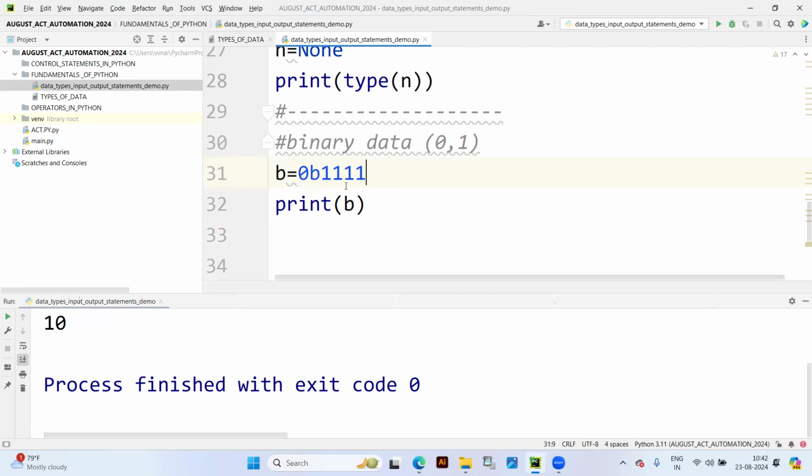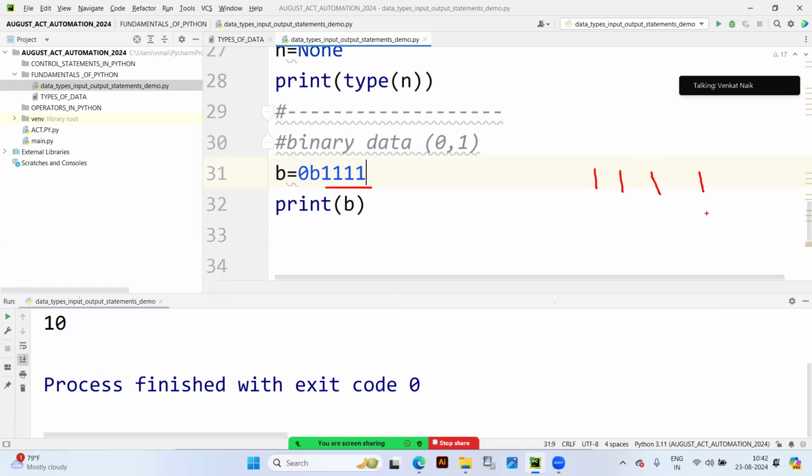Okay. If you don't know, this is binary data, right? 1 1 1 1. 2 power 0, 2 power 1, 2 power 2, 2 power 3, which is 8 4 2 1. So now 8 plus 4 plus 2 plus 1 is going to be 15.